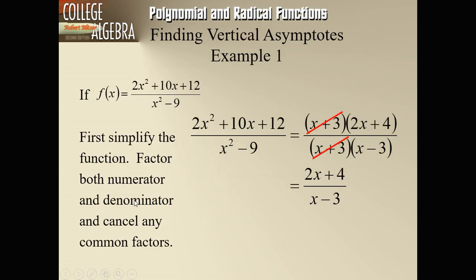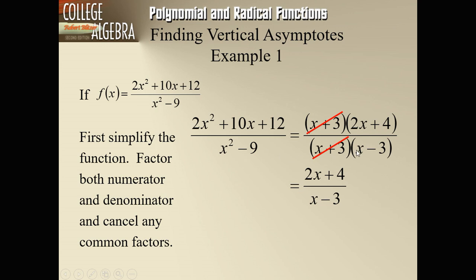Okay, so let's try finding vertical asymptotes. Example number 1. Ito yung function natin. F of x is equal to 2x squared plus 10x plus 12 over x squared minus 9. Okay, first is to simplify the function. Sa numerator muna tayo, the 2x squared plus 10x plus 12. Kapag finactor natin yan, ang makukuha natin dito ay x plus 3 quantity times 2x plus 4. Okay, and yung x squared minus 9, this is the difference of two squares, the x squared and the 9. Pareho pong squares yan, or perfect squares.